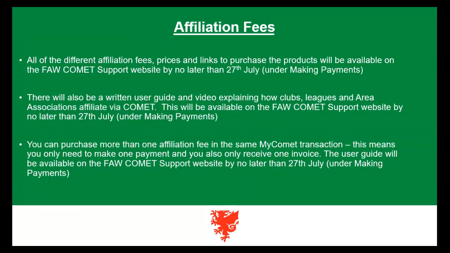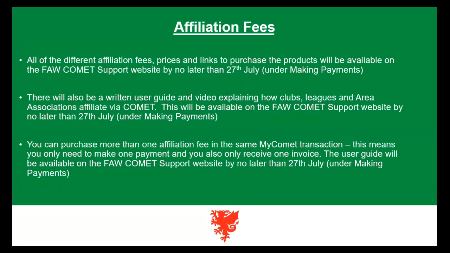All the different affiliation fees, prices and links to purchase the products will be available in a list on the FAW COMET support website by no later than Monday. This will be in the Making Payments section. In the same section, you'll also find a user guide explaining how to affiliate on COMET, and a guide to show you how to purchase more than one affiliation fee in the same transaction.